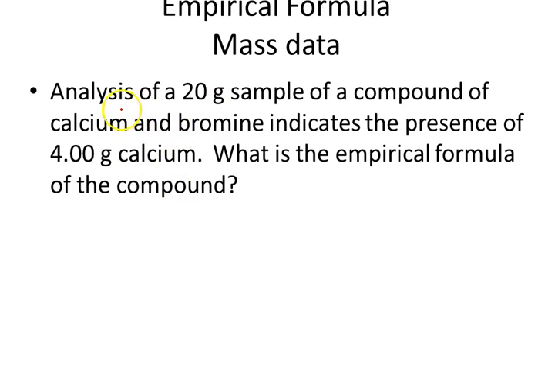As an example, let's suppose that we have a compound, 20 total grams of it, that's analyzed to determine its components. Calcium and bromine are the two components, and analysis of this 20 grams indicates that there are 4 grams of calcium present. What's the empirical formula for the compound? Well, if we have 20 total grams of compound and 4 grams of calcium, then there must be 16 grams of bromine present, because 16 plus 4 is equal to 20.